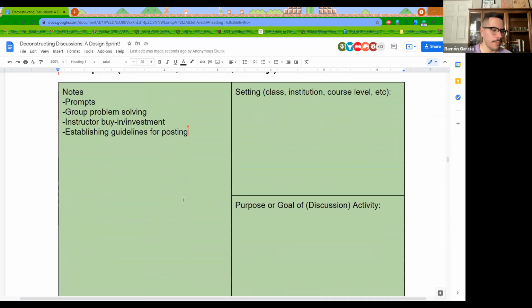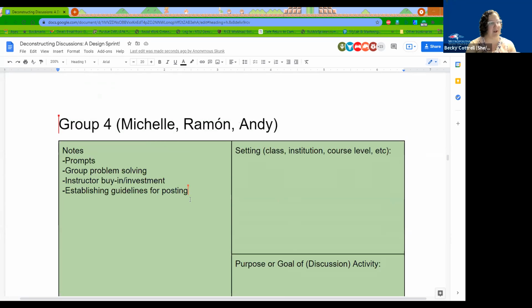So the big things that we talked about were some ideas that we've used or encountered in the past. One was having discussion boards broken up into groups where they can't move on unless they solve a problem, having an instructor actually invest and buy in to the discussion and reply to people, and also establishing guidelines for when an initial post should be made as well as a reply. Thanks. Great, thank you, group 4.